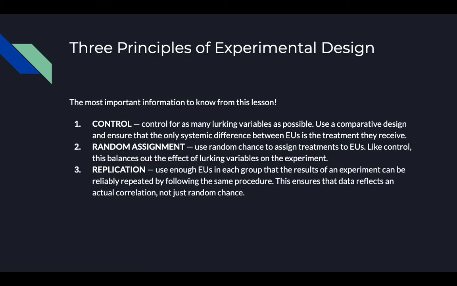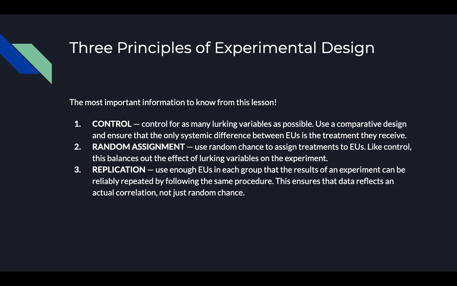This all boils down to really three principles of experimental design from which all the rest of this comes. These are the three things you really need to know. First, an experiment needs to control for as many lurking variables as possible before it begins. Using comparative design, your goal is to ensure that the only systemic difference between the EUs is the treatment they receive. Second, once the experiment begins, it has to have random assignment, using random chance to assign treatments to EUs.